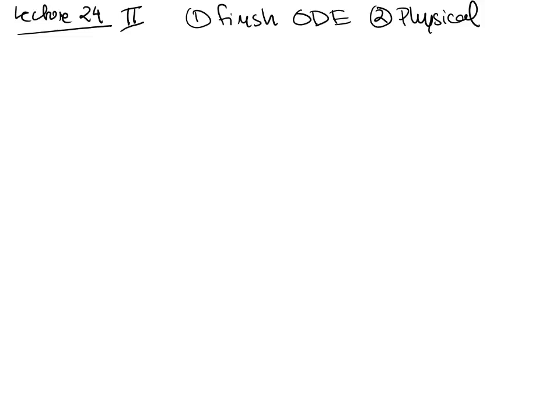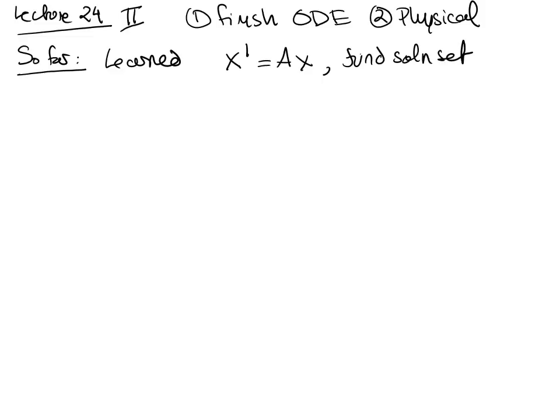So the first thing I want to do is talk about the method of, okay, so what have we learned so far? So far in Professor Lott's lecture and in Professor Paulin's lecture, we learned how to solve the initial value problem for a homogeneous system, x prime equals Ax, where we found that the fundamental solution set was given by eigenvalues and eigenvectors of A.